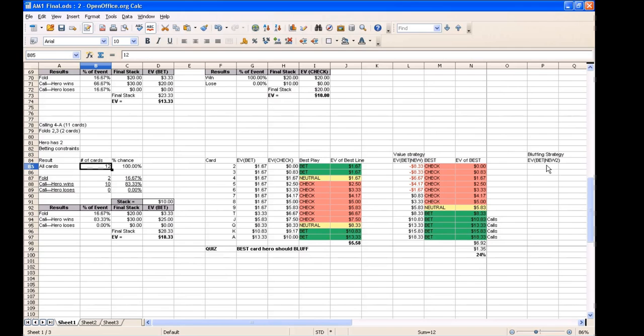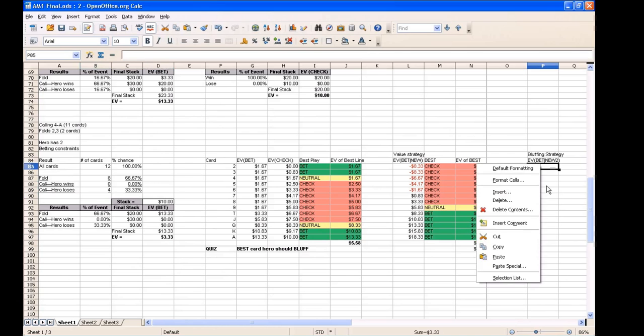So the EV of betting the deuce, given that he's only calling with 4 cards, is that he's going to fold the other 8. We never win. He calls with 4.